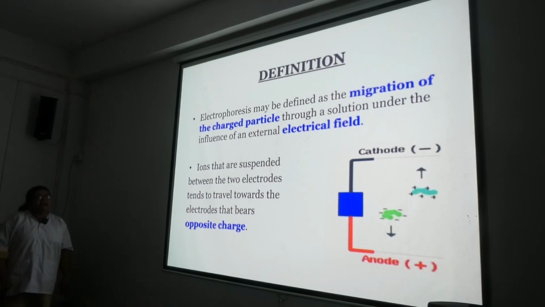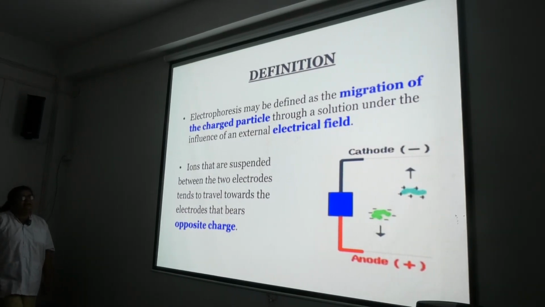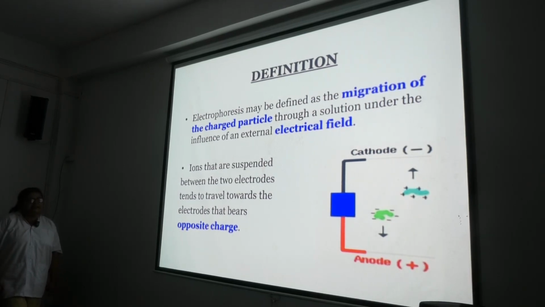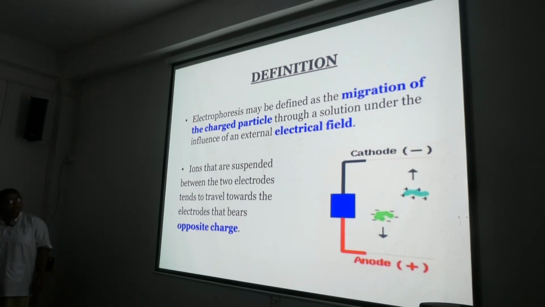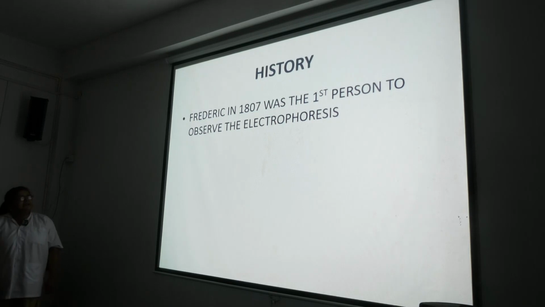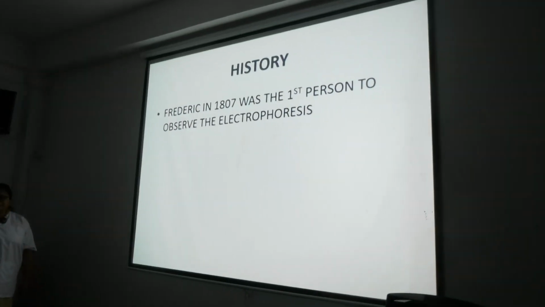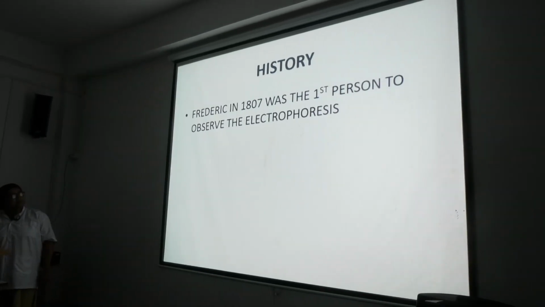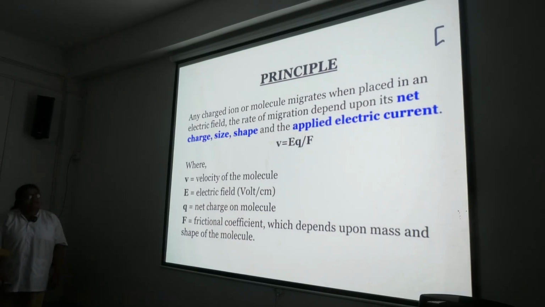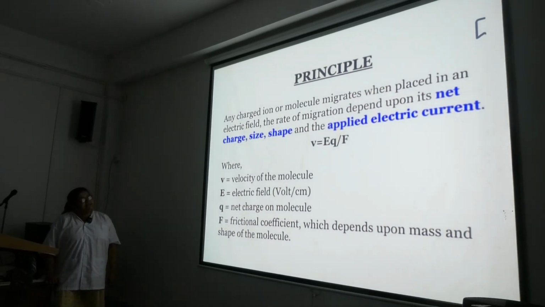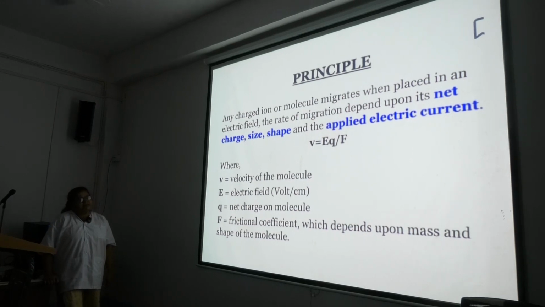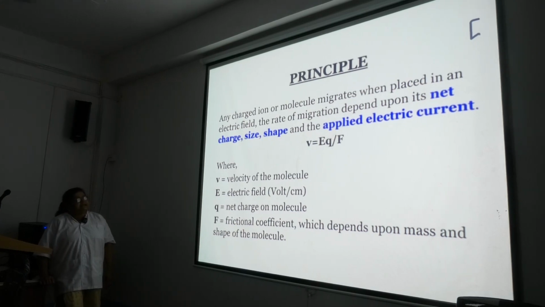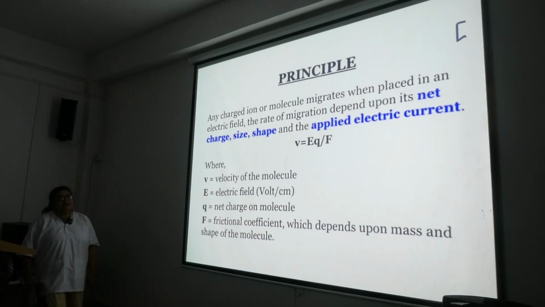Electrophoresis may be defined as the migration of charged particles through a solution under the influence of an external electrical field. Frederick in 1807 was the first person who observed electrophoresis. In principle, any charged ion or molecule migrates when placed in an electrical field. The rate of migration depends upon the net charge, size, shape and the applied electric current.